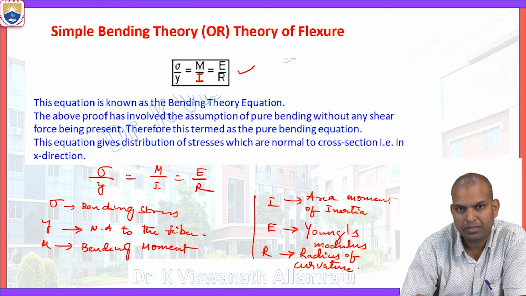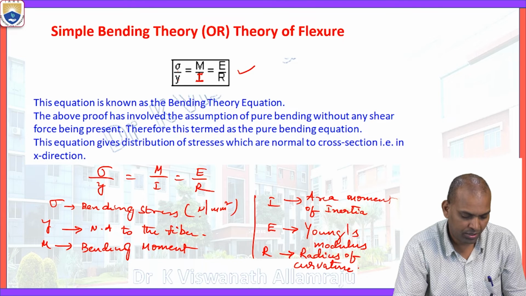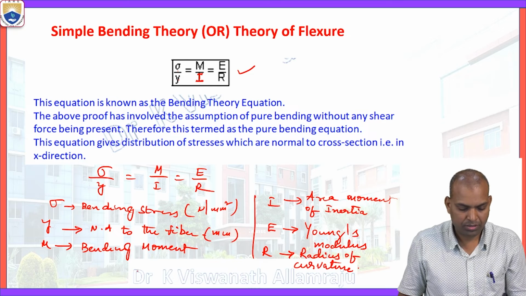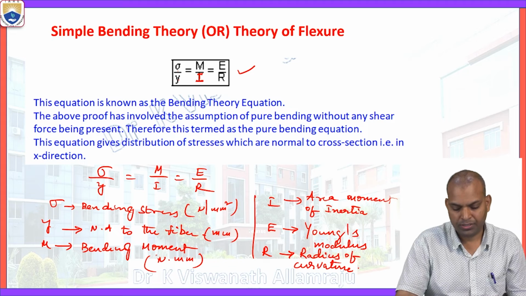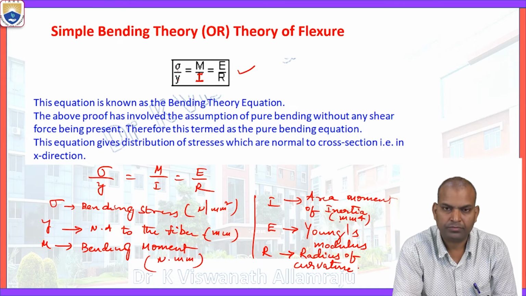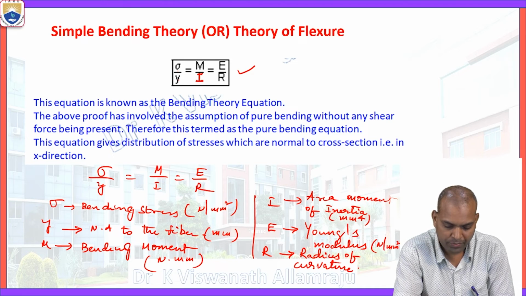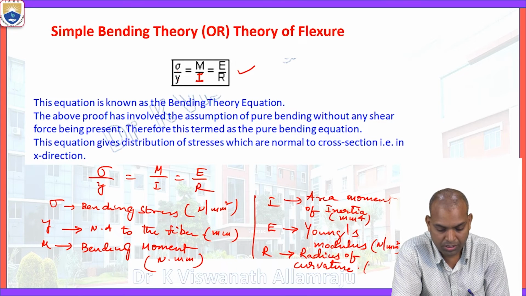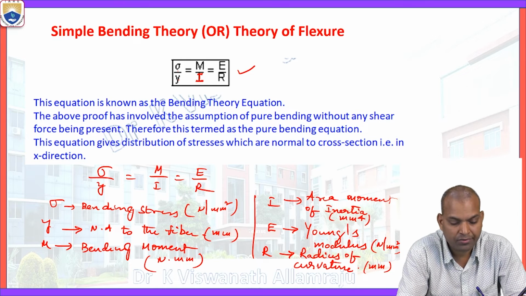So the unit for bending stress is Newton per square millimeter. Unit for y is millimeters. Bending moment is in Newton millimeter units. Area moment of inertia is mm to the power 4. And the unit for Young's modulus is Newton per square millimeter. The unit for radius of curvature is millimeters. So these are the units and the relations.